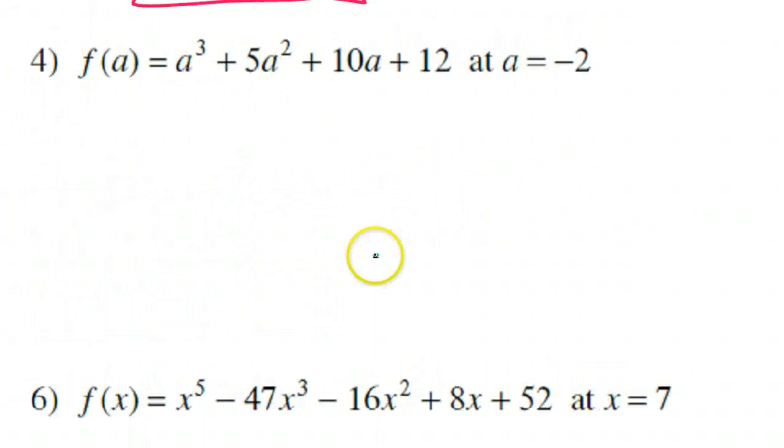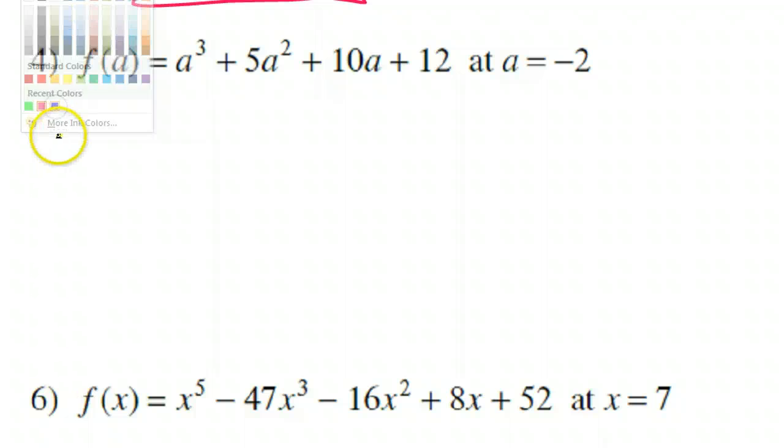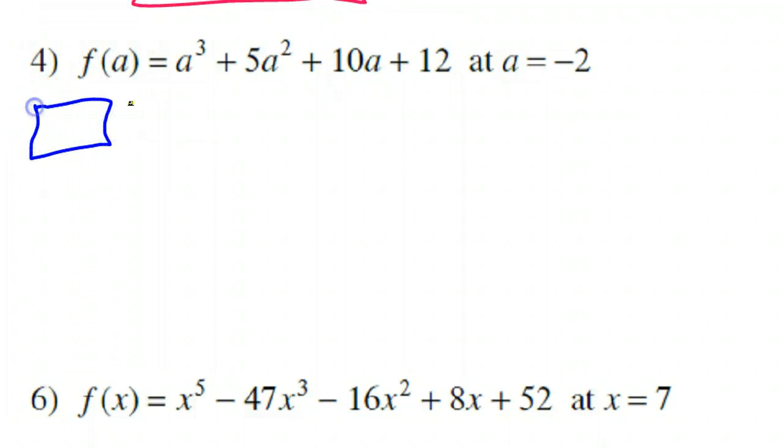Alright, number 4. We are evaluating the function at negative 2. 3, 2, 1, 0. Nothing's missing, so 1, 5, 10, 12.